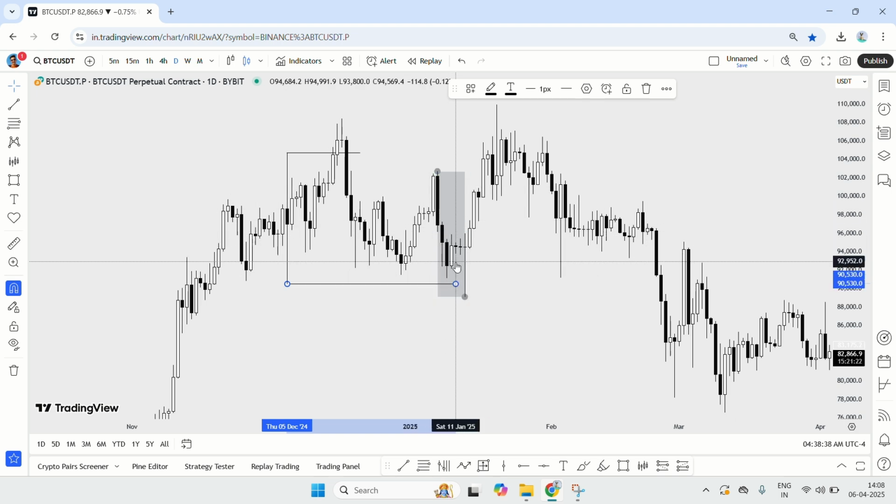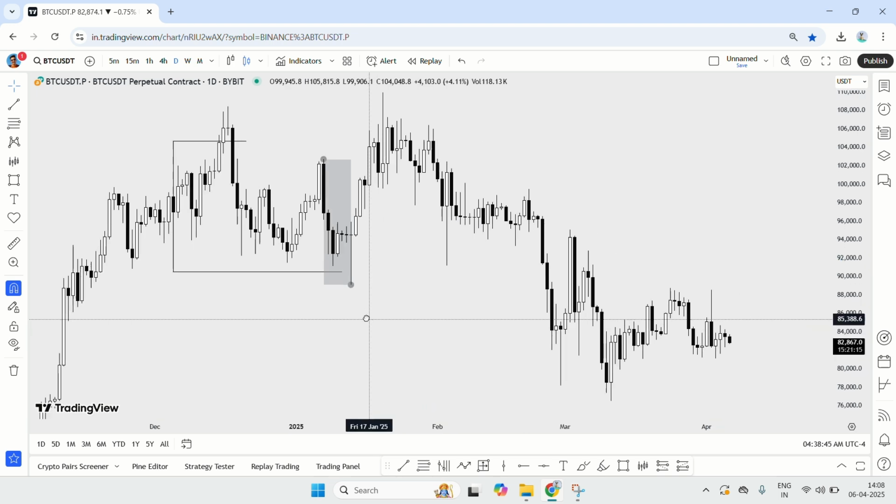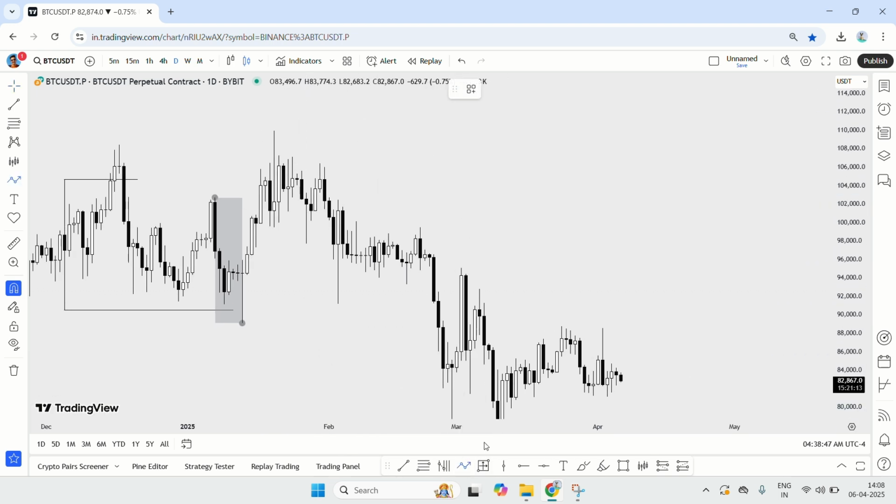But if you look at this entire down move, then this entire down move becomes a manipulation leg for this entire up move. So what happened is, let me show you in this.